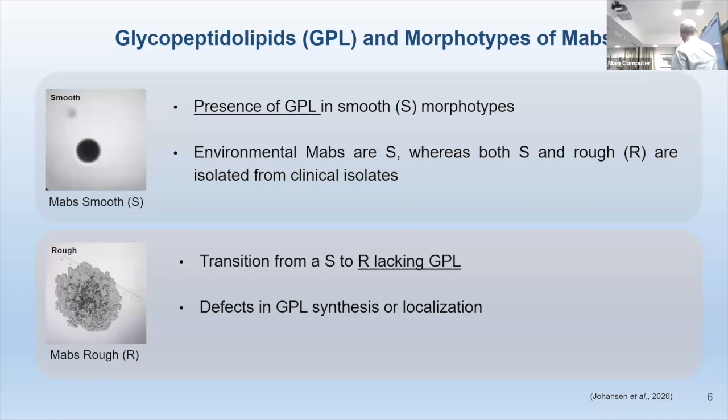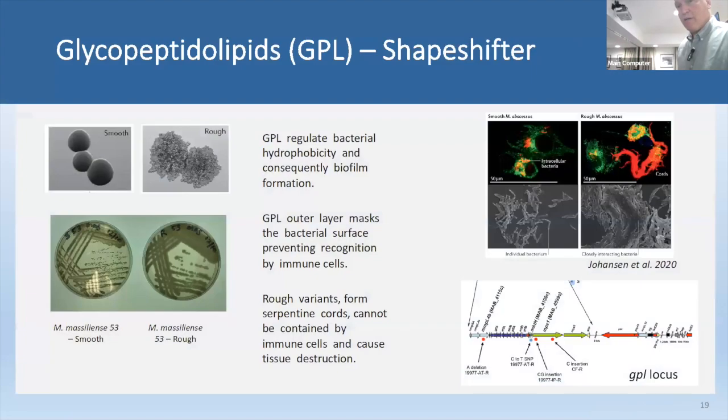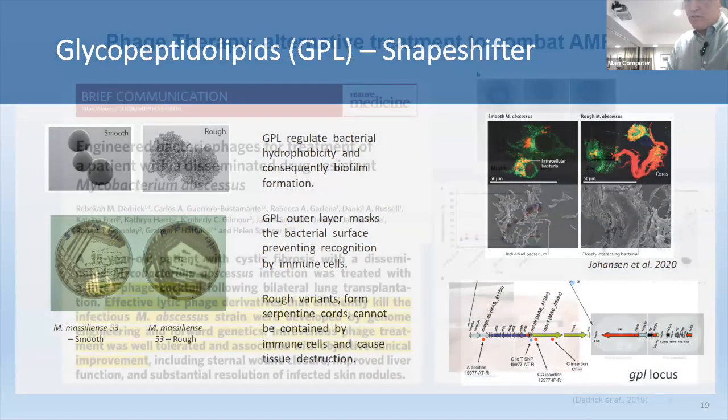The other thing is that nobody has ever isolated a rough form from the environment. The only thing you find in the environment is the smooth form. I mention this because it will become more relevant during the talk. Again, this is the smooth and the rough. You see it very clearly on the plate. In the patient or in an animal model, the rough form shows these serpentine forms, and you see this in the Petri dish as well if you look under the microscope. Now we know that this is due to mutation in this pathway, which is responsible for the synthesis of glycopeptidolipids. So the system is well understood.